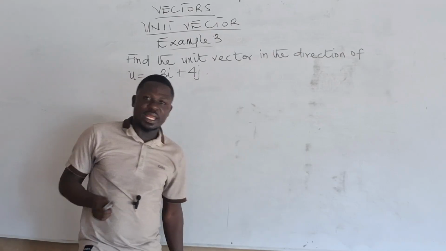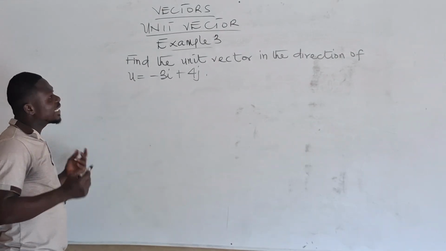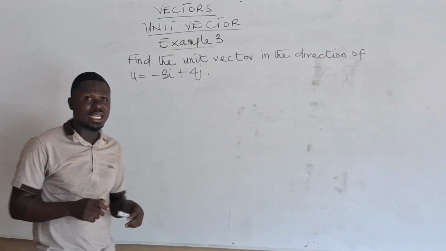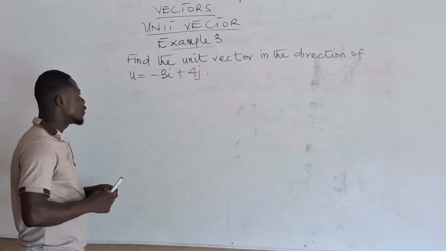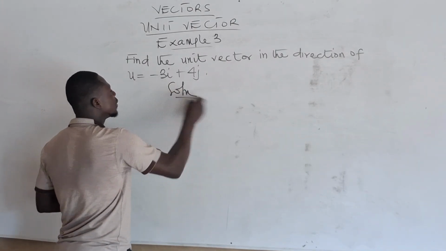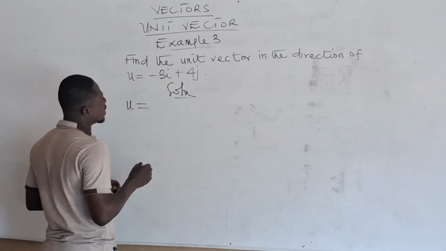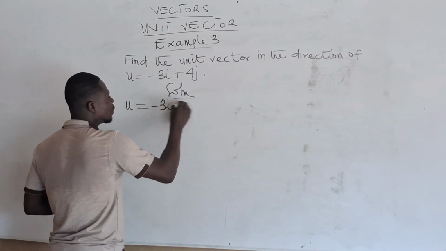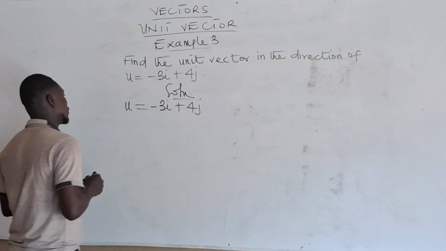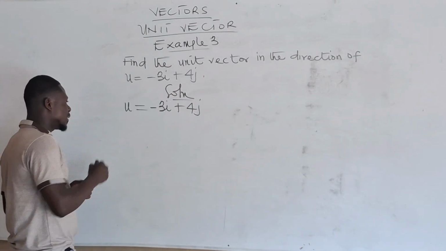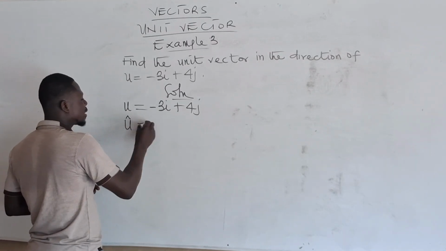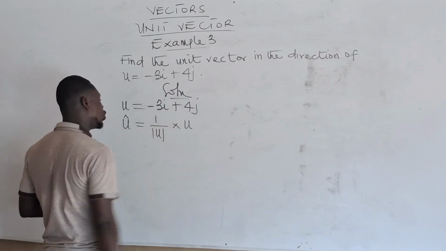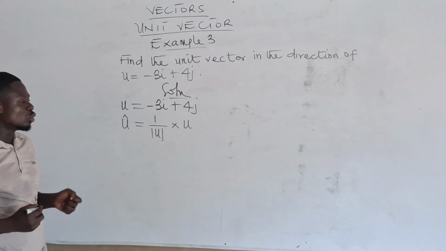We have the example 3 on the board, and we have to find the unit vector in the direction of the vector u, which is equal to negative 3i plus 4j. So let's see how to do this. Now our u, which is the vector given, is equal to negative 3i plus 4j. We need to write the formula down. U cap is equal to 1 on the magnitude of u multiplying u. Let's find the magnitude of u first.